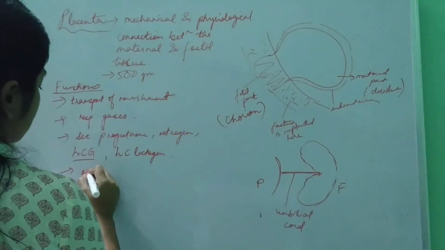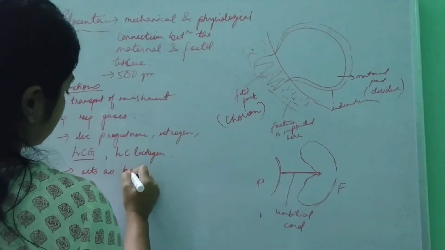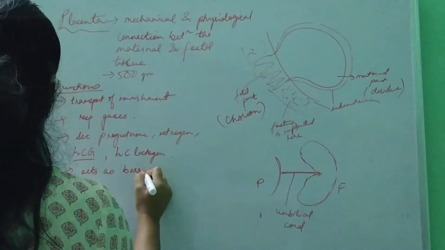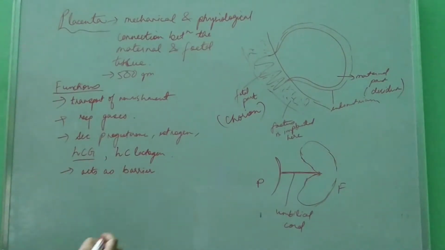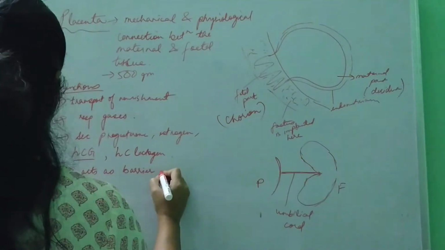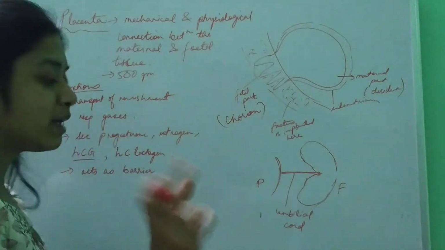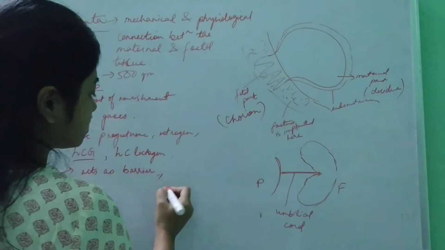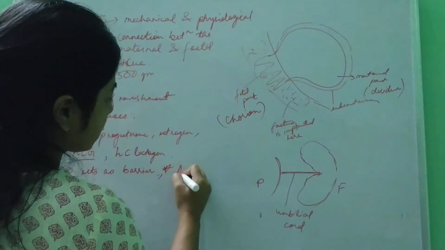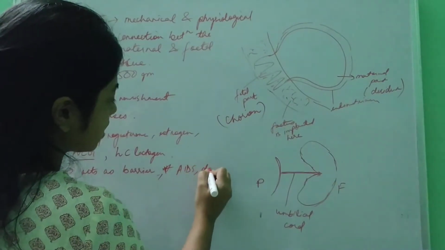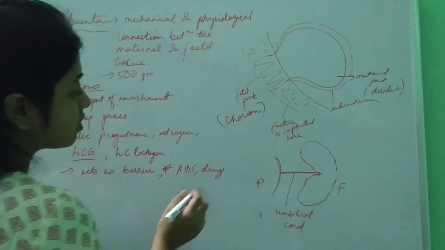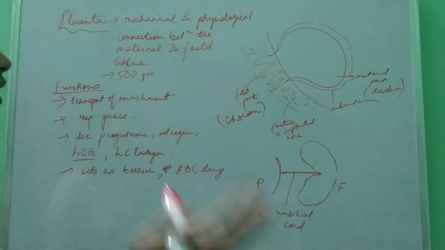Then placenta will also act as a barrier between the fetus and the mother. But certain things will also cross. There are exceptions like AIDS and certain drugs. These can cross from the mother to the fetus.